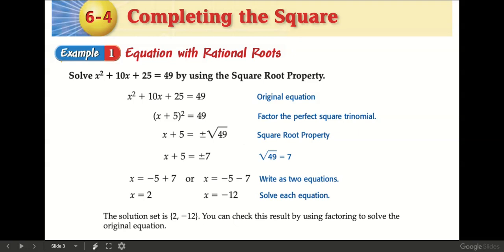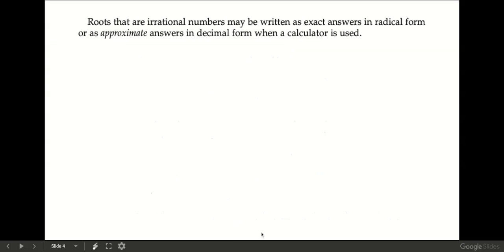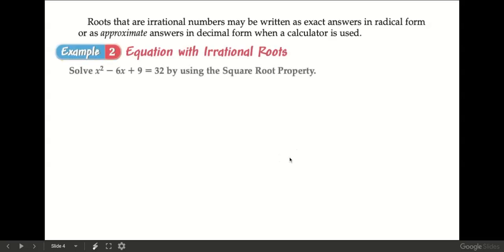Again, you can check this result by using factoring, or by using the graphing method, or by substituting these values back into the equation to see if they actually work. Roots that are irrational numbers may be written as exact answers in radical form, or as approximate answers in decimal form when a calculator is used. So let's take a look at that.